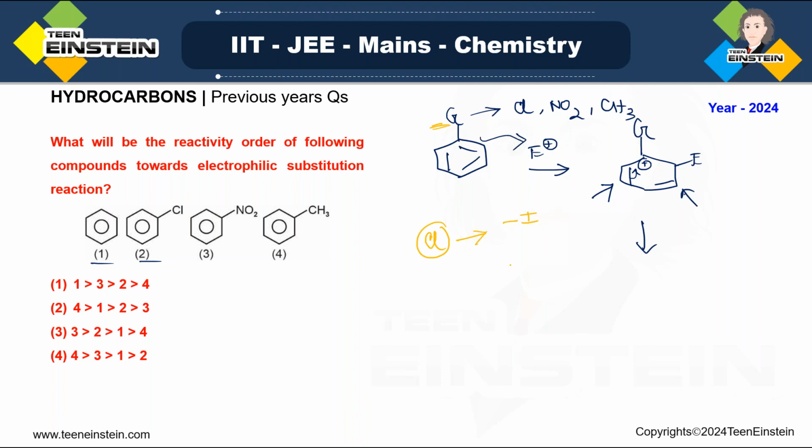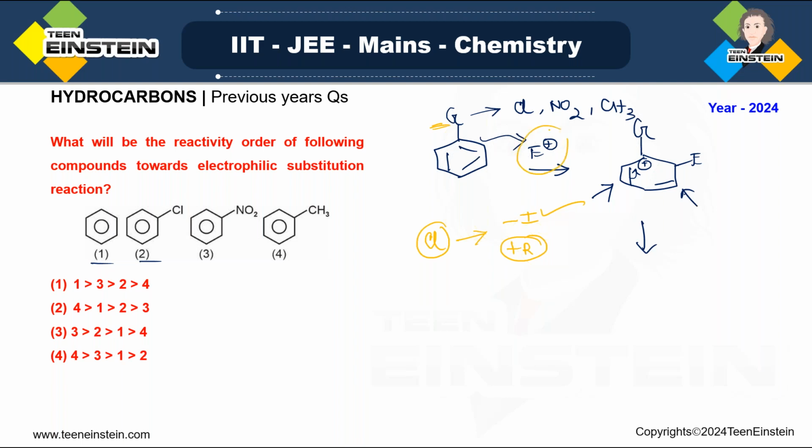But when there is a Cl group present, we know it has a minus I effect. When we consider whether the electrophile will enter the ortho position or the para position, we give more preference to the plus R effect. But when you are talking about the reactivity order, you have to give more significance to the minus I effect. So overall, the Cl is decreasing the electron density in the benzene ring.